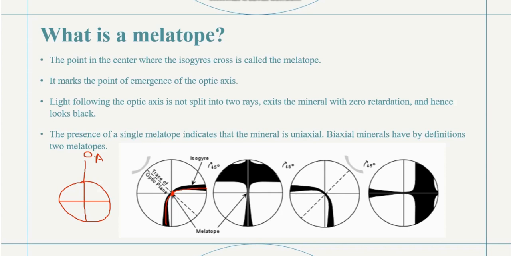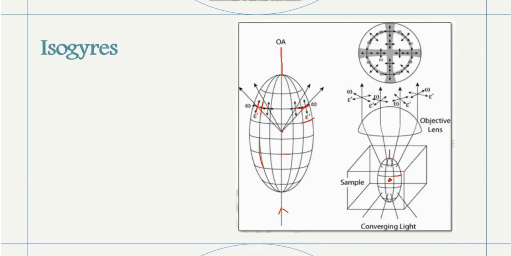I hope you understand. So the isogyres, you can now see them here. That's what we call the isogyres, wherein we see the conditions for extinction. They are tenuous black bands, and they represent the points where we have equal interference colors. So these are what you call the isogyres.